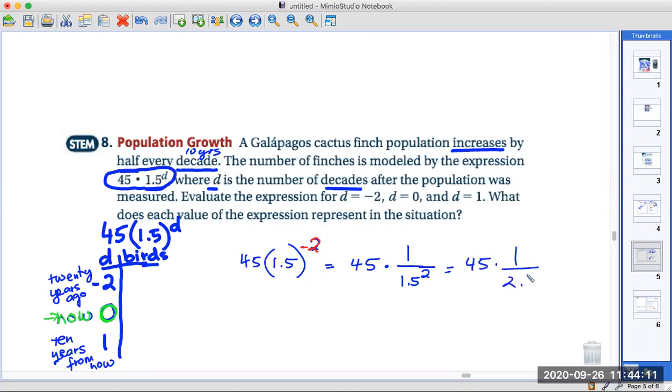It's 2.25, right? So remember, when you have this problem, you can just say 45 divided by 2.25. And when you use your calculator, I get 20. So 20 years ago, there were 20 of these finches on this island.